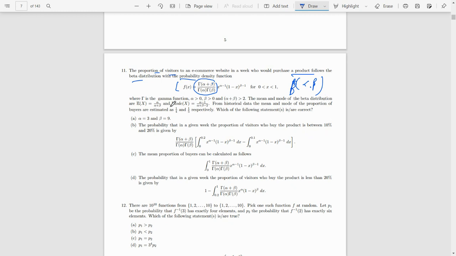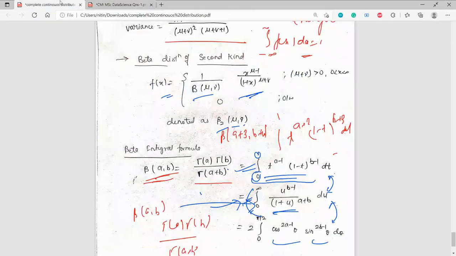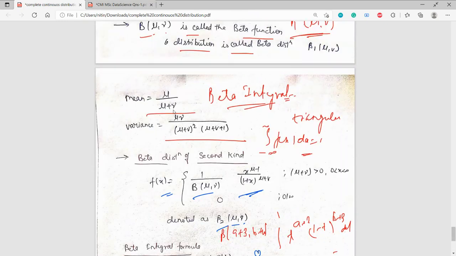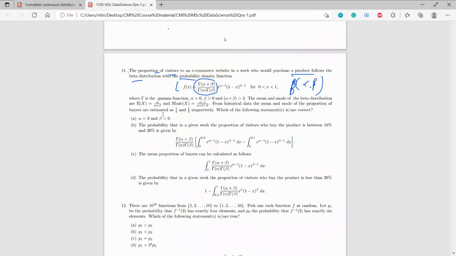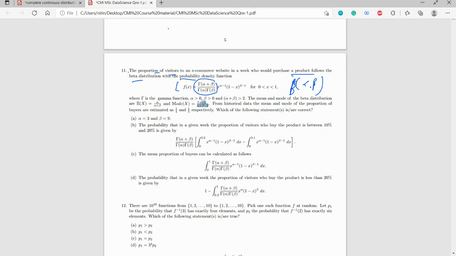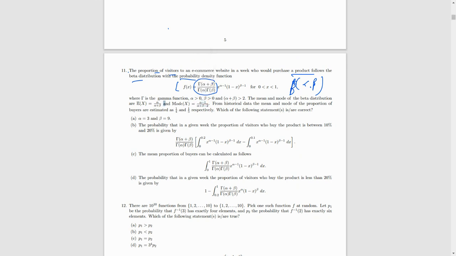The mean of the beta distribution is alpha upon alpha plus beta. We also saw the mean earlier. Let me just show you. The mean is mu upon mu plus nu. The same thing says that the mean is alpha upon alpha plus beta. Now the mode is this particular thing. It's not like you have to remember this, you just need to understand it. Alpha and beta are the parameters of this distribution, so in order to find anything about the distribution, you need to find alpha and beta.